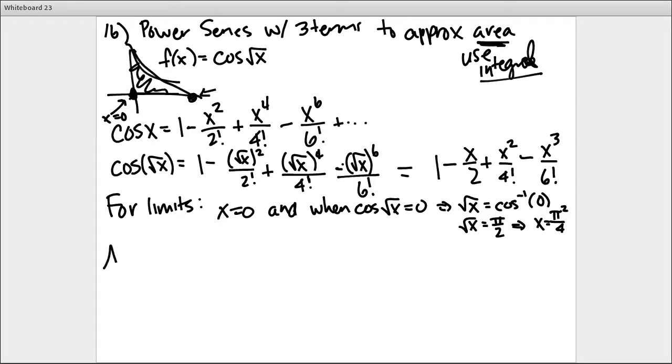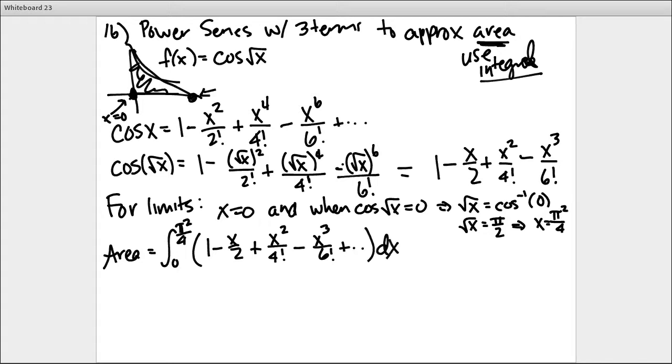So the area underneath that curve, or the shaded area, is going to be the integral from 0 to pi squared over 4. And then just evaluate that power series: 1 minus x over 2, plus x squared over 4 factorial, and minus x cubed over 6 factorial. Do I even need that? How many did they tell me? I only need 3 terms. I have too many. Well, I'll leave it for right now, and I can always get rid of it.